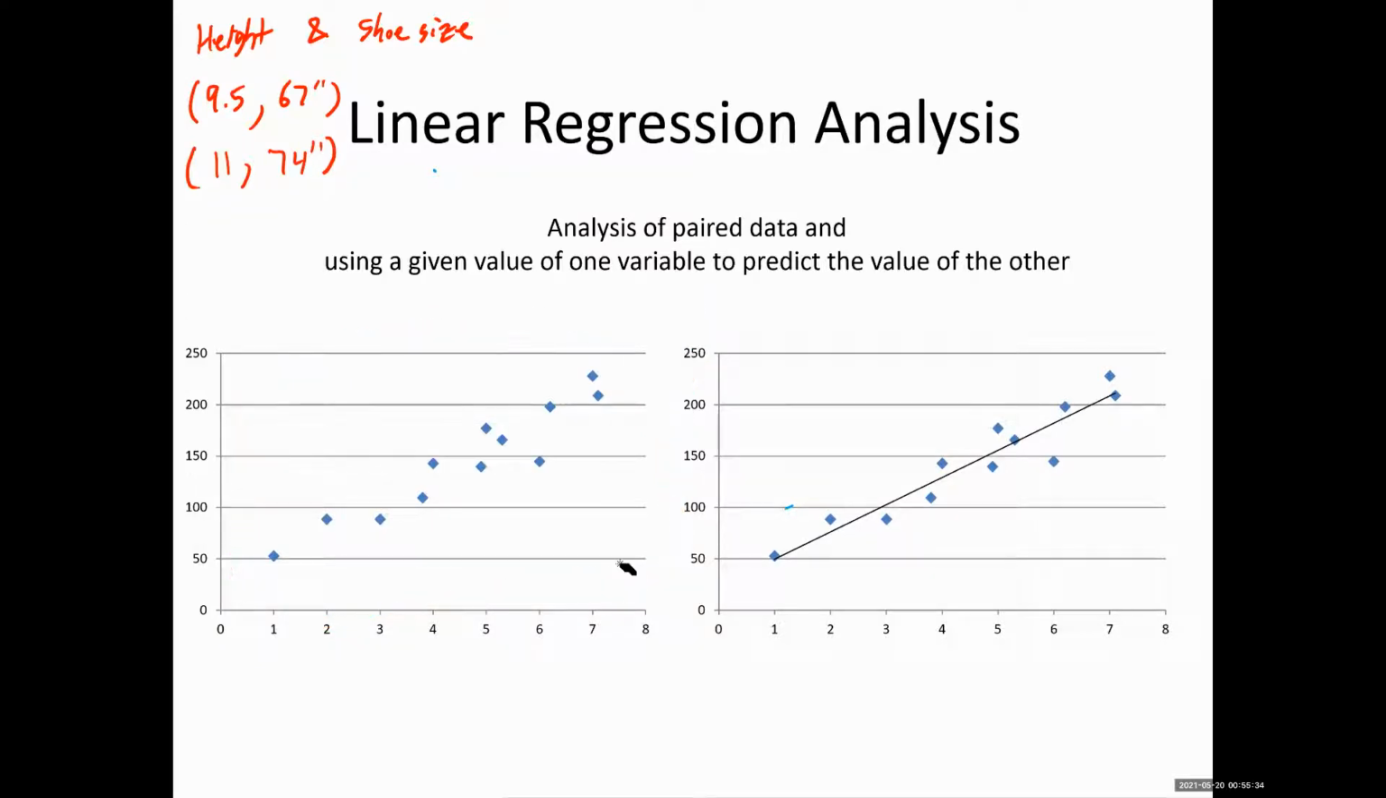Okay, and the scatter plot, you look at it, and because you see that the data is going upward, what that basically tells us is when one of the quantities increases, so does the other one. So if the height of the person is bigger, the shoe size is bigger, or the other way around.